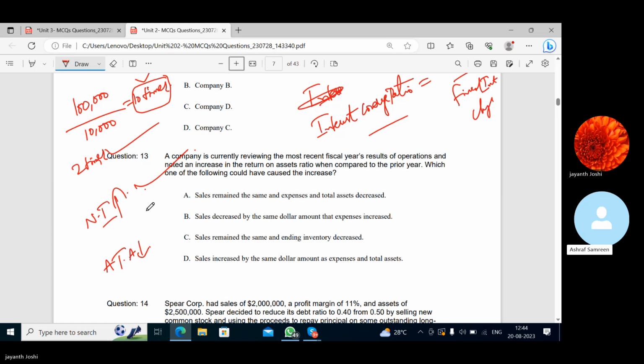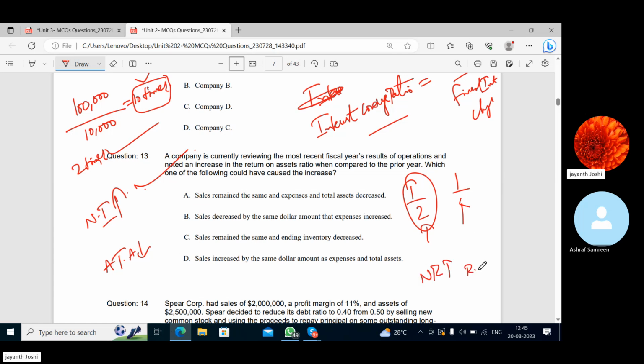If the denominator decreases, the ratio increases, right? Let's say 1 by 2, 1 by 4. Which one is high? 1 by 2. So if your denominator decreases, your ratio will be high. If your denominator increases, the ratio will be less. If your numerator is more, the ratio will be more. If your denominator is less, the ratio will be more.